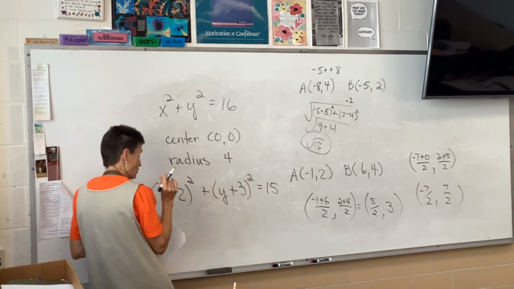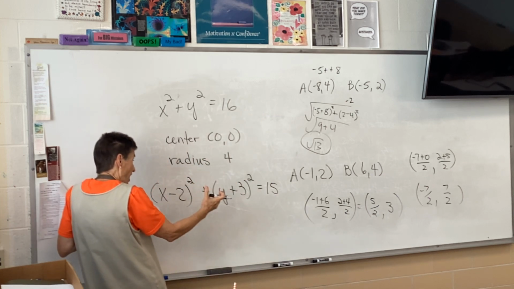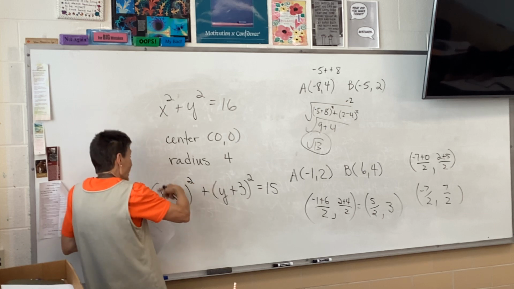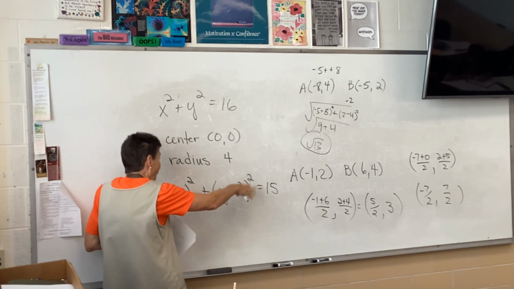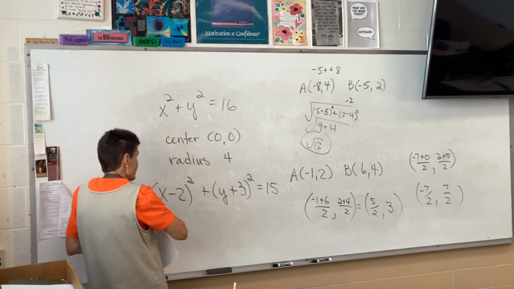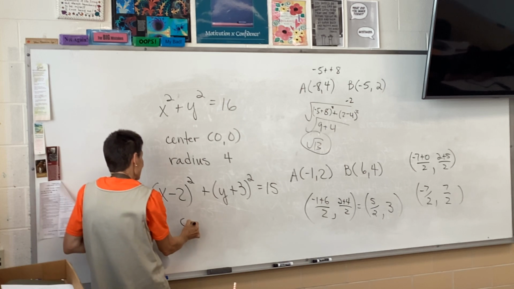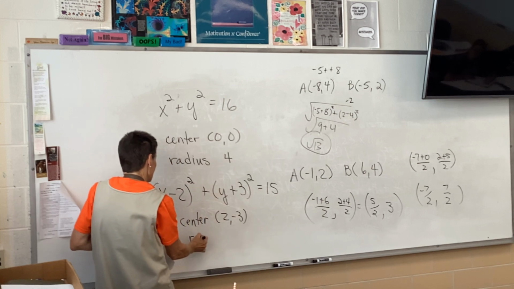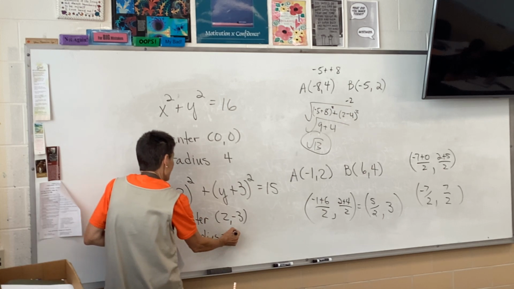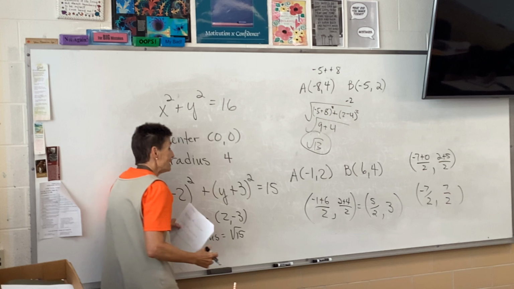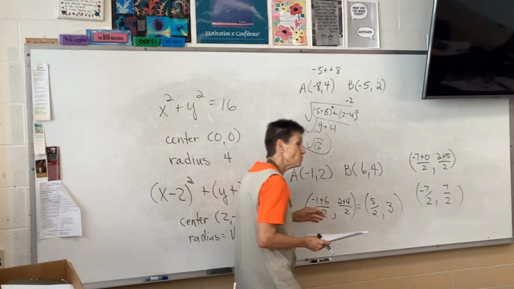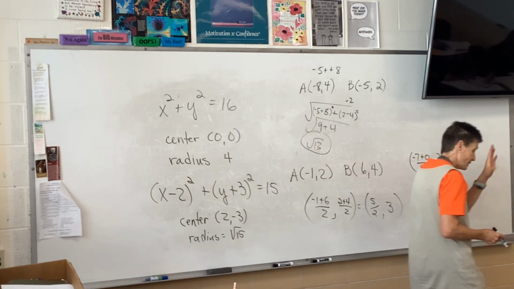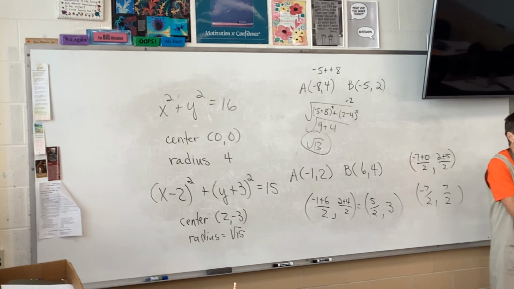This one is also a circle. Now it's got more stuff, but it's an x squared plus a y squared equals a number. Its center is 2, -3, and its radius is √15. Now, can you look at those two examples and figure out how we can find the center and the radius of a circle?